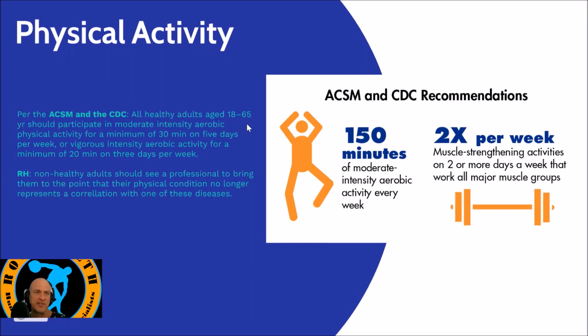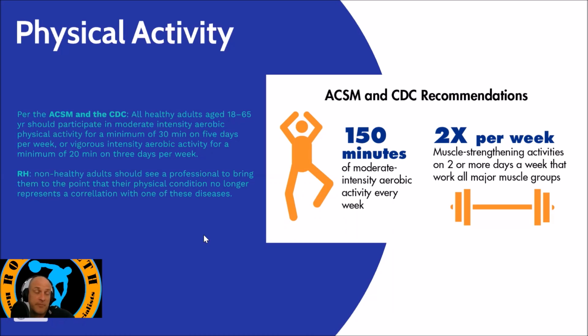And so to get a little bit more specific on that, both the ACSM and the CDC got together and said all healthy adults age 18 to 65 should participate in moderate intensity aerobic physical activity for a minimum of 30 minutes on 5 days per week. Or vigorous intensity aerobic activity for a minimum of 20 minutes on 3 days per week. So the more vigorous the activity, the less time and frequency that you need to be performing it to keep up above that 5 metabolic equivalents that we're looking at.